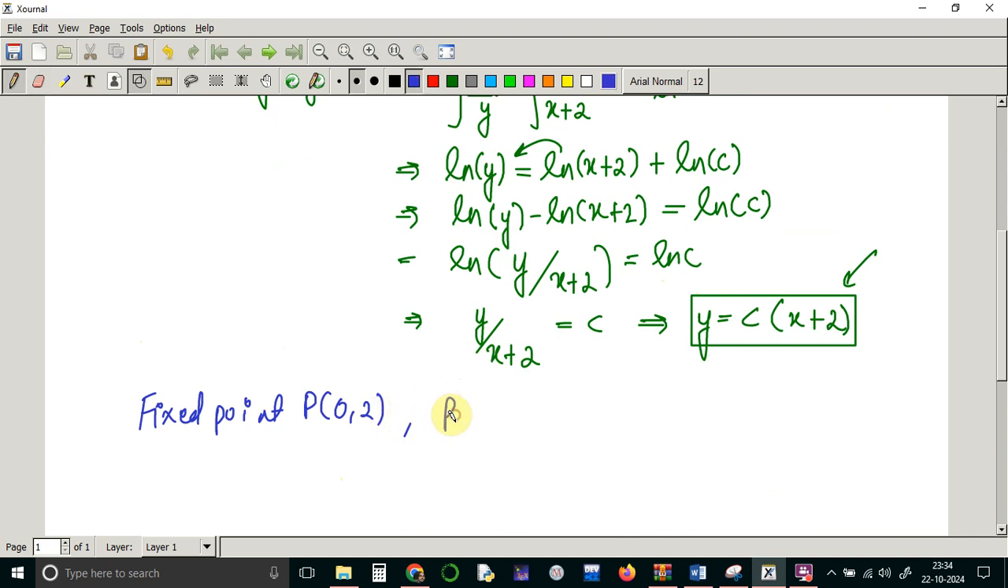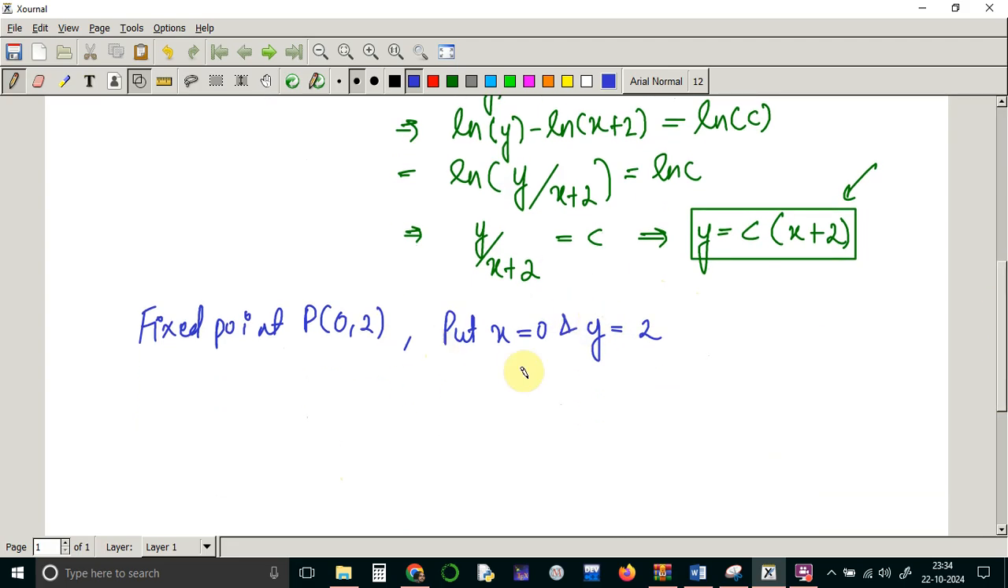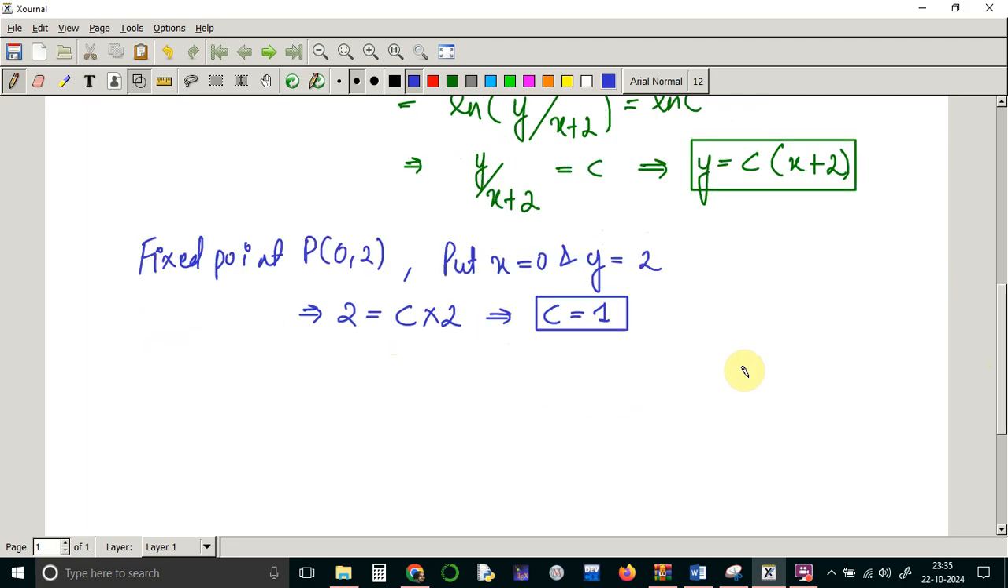So what we will do is put x equal to 0 and y equal to 2 in it, because it is passing through this point, so it must satisfy the general solution. So what we get is 2 equals c into 2. So c is equal to 1. So the value of c is 1. Therefore, y equals x plus 2. This is the particular solution.